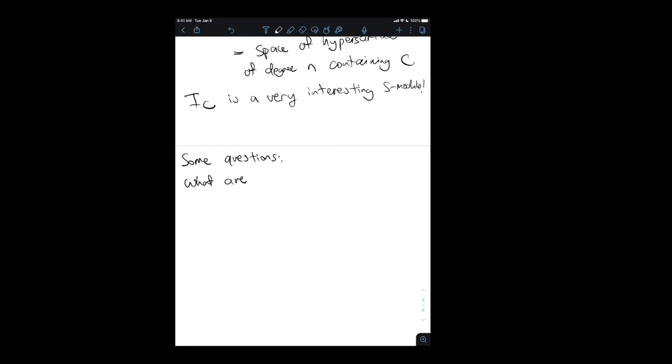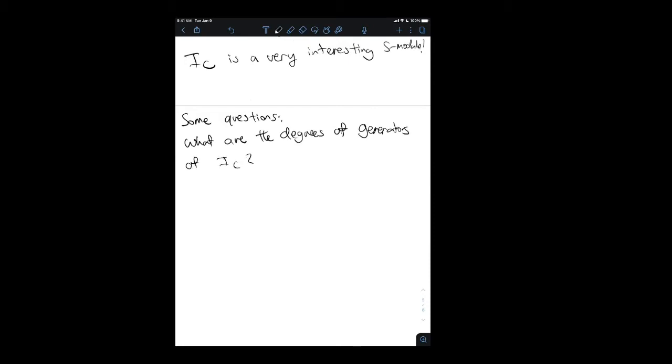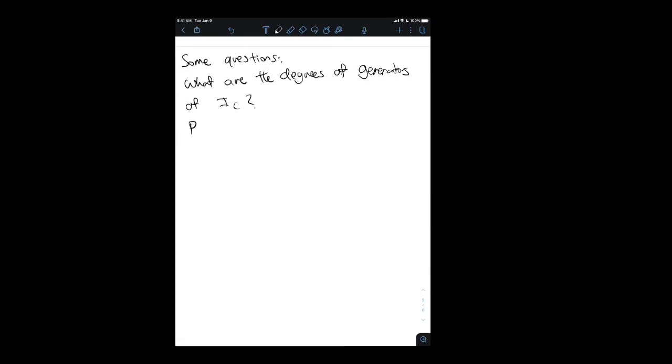So the first question that I think everyone's probably seeing is, what are the degrees of generators of the ideal of the curve, I_C, as an S module? And then the answer comes from Petri's theorem from 1922, which tells us that other than some finite list of well-understood exceptions, the ideal of the curve is always generated by elements of degree 2.